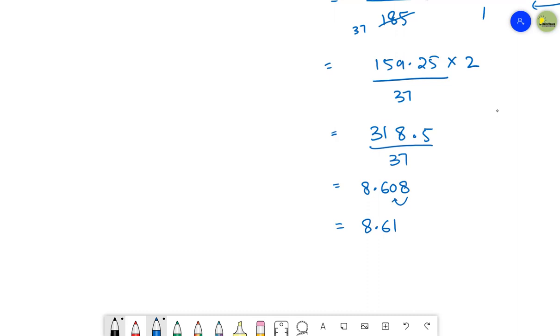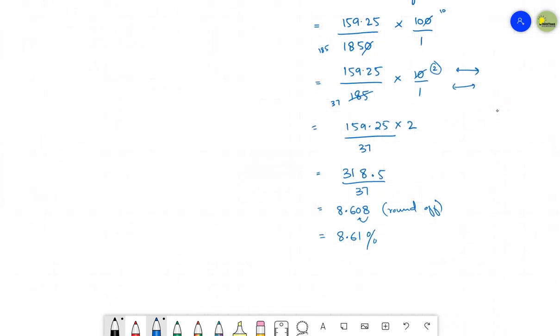If the digit is 8, it can be removed by adding 1 to the preceding value. So it will be 8.61. I have just rounded off the last figure. So this is going to be your answer, 8.61%. I hope this is understandable, and you can write that this is the required percentage. This is the percentage of overspent money that Ethan has expended.